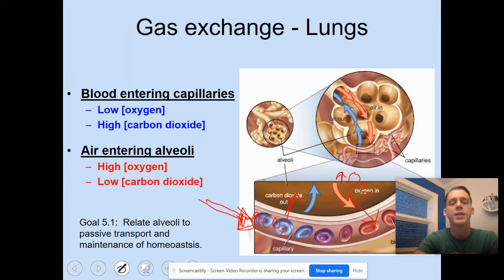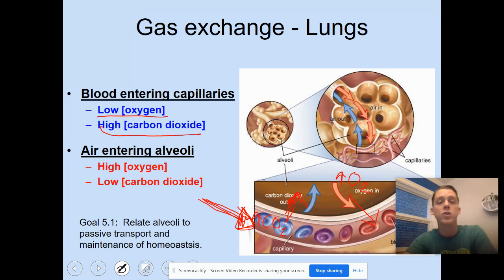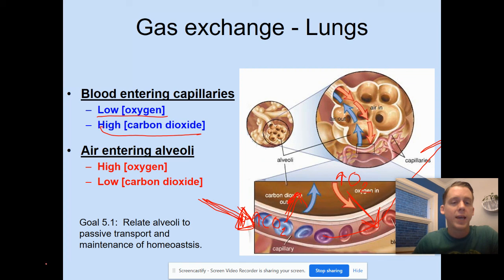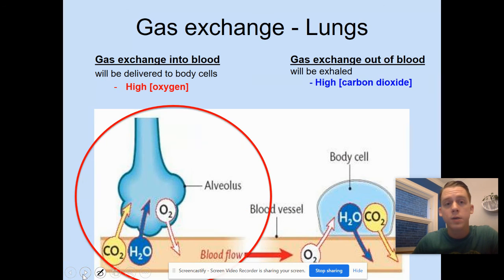So the blood entering the capillaries, again, has lots of carbon dioxide, but not much oxygen. So the carbon dioxide diffuses out. The air in your lungs and your alveoli has a lot of oxygen. So that oxygen diffuses into your blood, and your blood then carries that to the rest of your body, like perhaps your brain or your liver or your muscles. And that is how gas exchange occurs in your lungs.